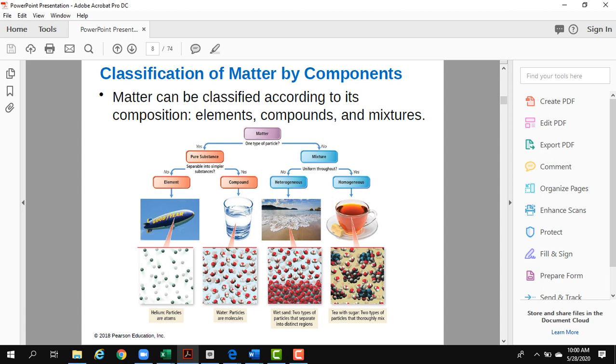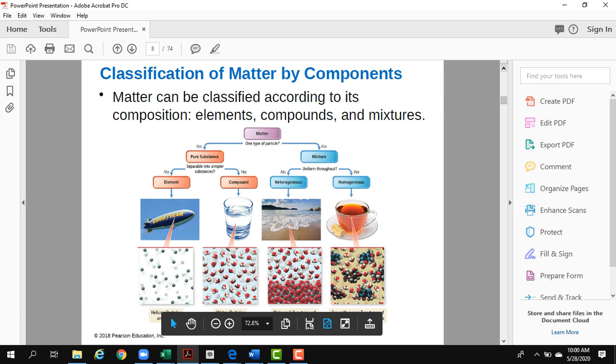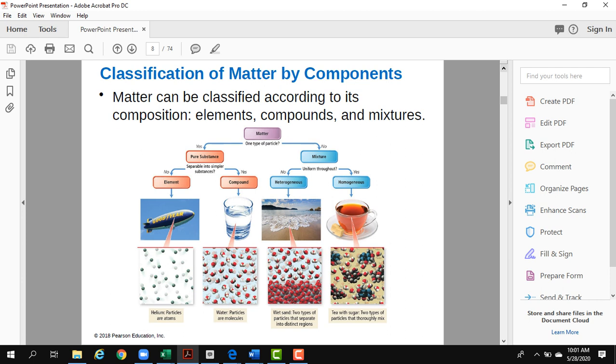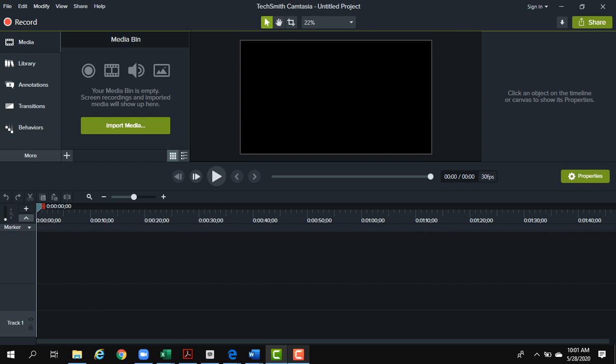So we are finishing one main concept, which is what matter is and how we classify matter into pure substances and mixtures. A pure substance can be an element or a compound. A mixture can be heterogeneous or homogeneous. And then we go to the next section.